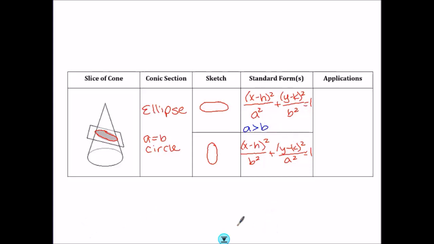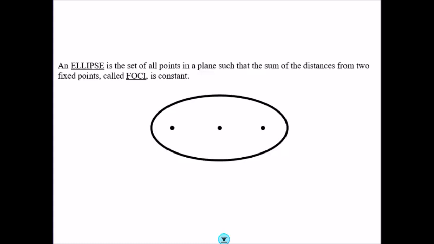Some applications of ellipses are orbits of planets and other things in space. You have an elliptical machine. And a whispering chamber. We'll talk about that more in a minute. An ellipse is the set of all points in a plane such that the sum of the distances from the two fixed points, called the foci, is constant.